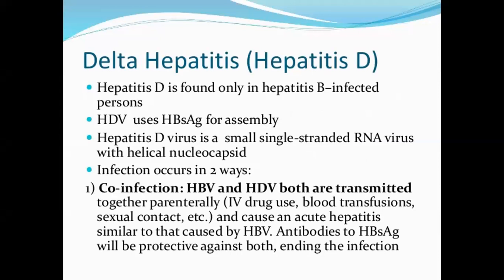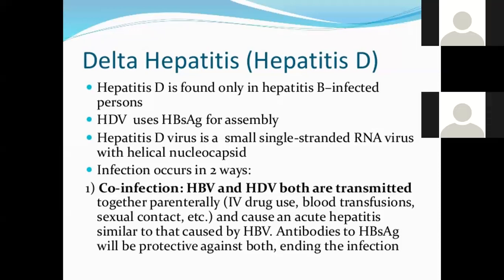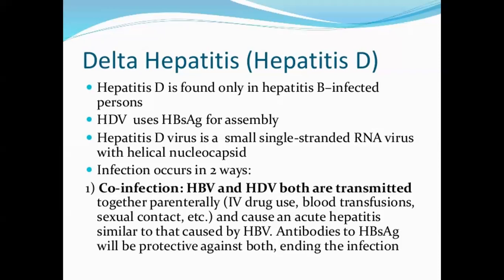Co-infection with hepatitis B virus and hepatitis D virus means both are transmitted together parenterally, through IV drug use, blood transfusion, and sexual contact. They can cause acute hepatitis similar to that caused by hepatitis B virus. The antibodies to hepatitis B surface antigen will be protective against both, ending the infection.